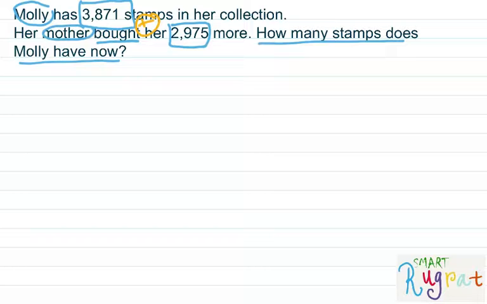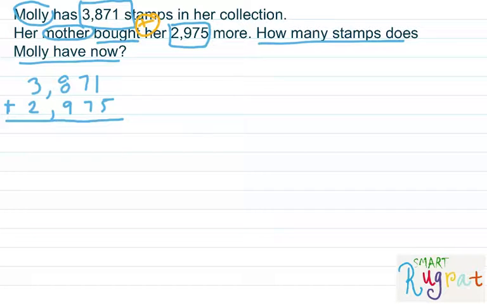Now that I know what's going on in the problem, I'm going to take the information and set up an algorithm. So 3,871, and then under it 2,975, and I'm going to put a plus because I know I'm adding. And I know my math is not that neat here. It's really hard to write on the iPad with the stylus, so just bear with me, and the numbers as well.